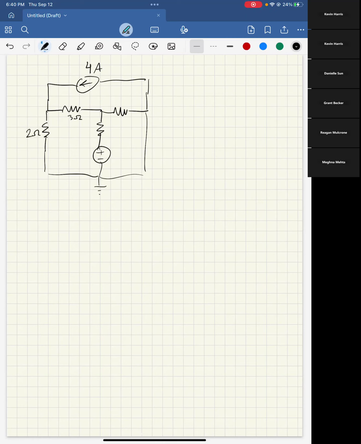2 ohms, 2 ohms, 6 ohms. So the prompt for this question is write all equations necessary to find mesh current.